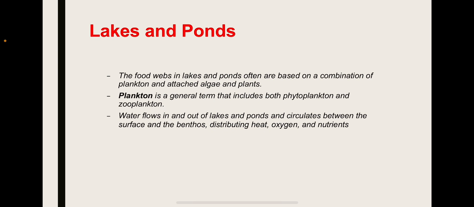Lakes and ponds. The food web in lakes and ponds is often based on a combination of plankton and attached algae. Plankton is a general term that includes photosynthetic phytoplankton and zooplankton. Water flows in and out of lakes and ponds. There can be mixing between layers, which distributes heat, oxygen, and nutrients.